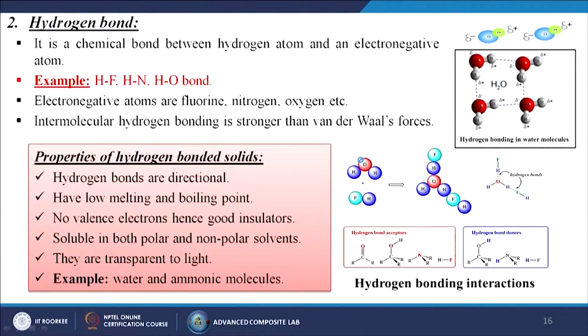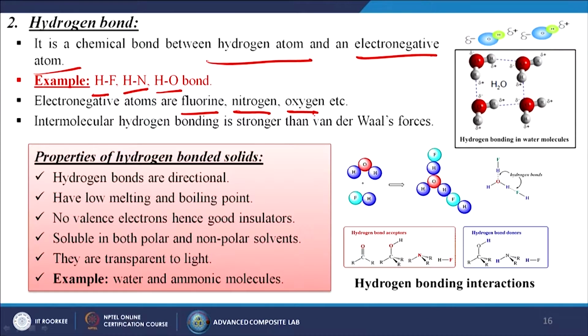Next, we are going to discuss the hydrogen bond. It is a chemical bond between a hydrogen atom and an electronegative atom. Generally we find it as HF, HN, HO bonds, and it is called the hydrogen bond. Electronegative atoms are fluorine, nitrogen, oxygen. Intermolecular hydrogen bonding is stronger than the van der Waals force.